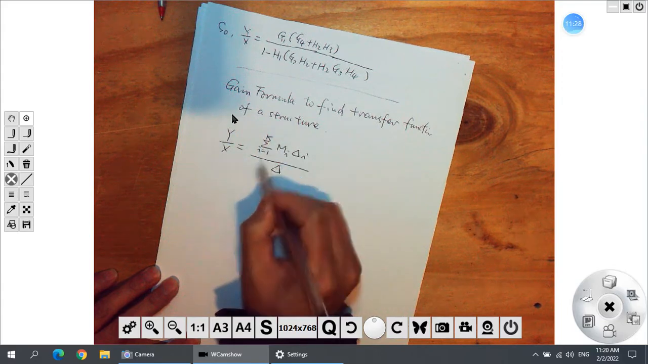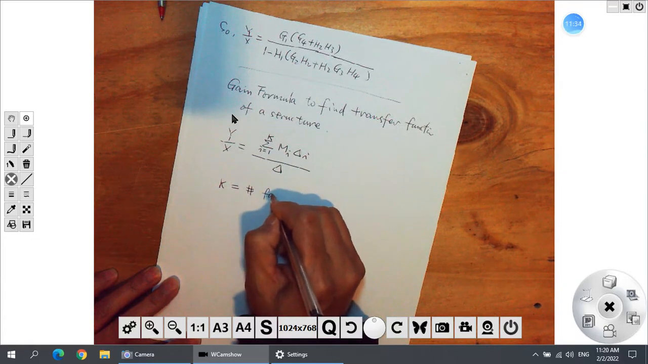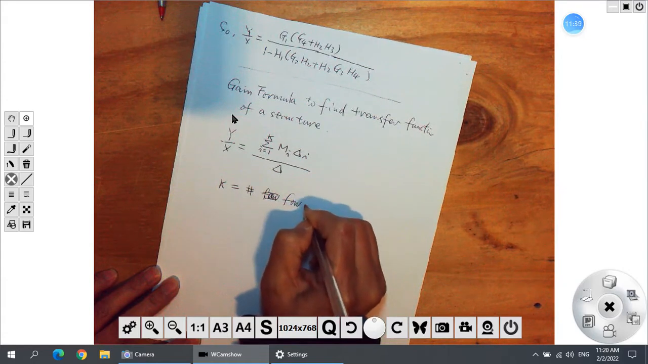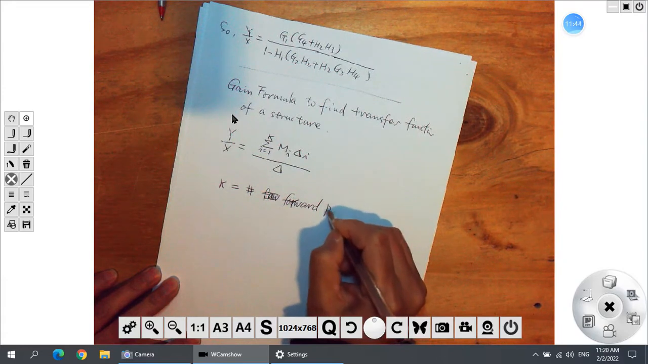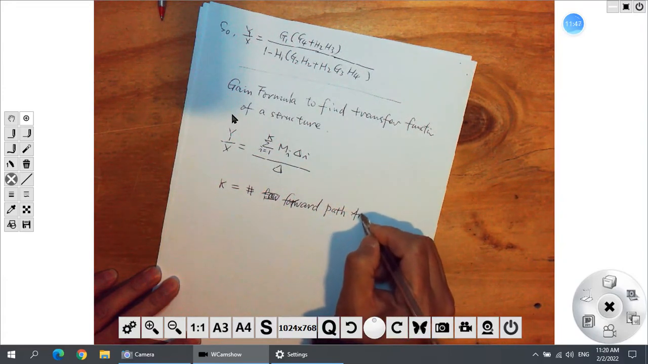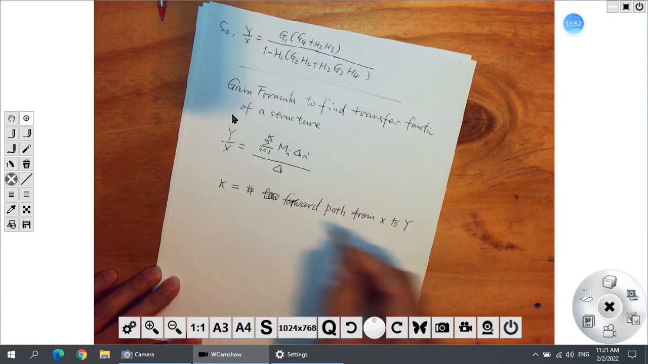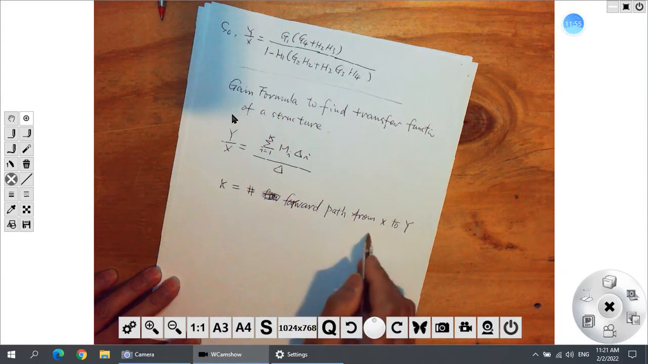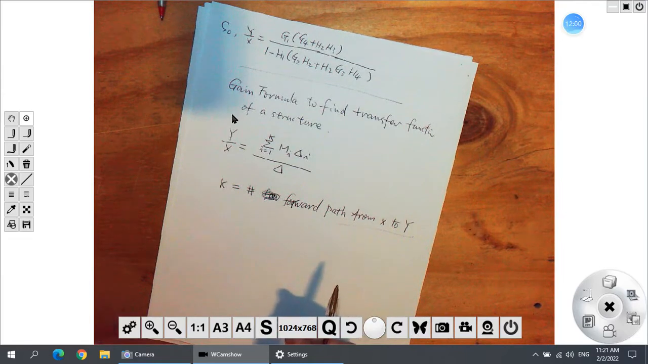These terms k equal to the number of forward path from x to y. Straightforward path from x to y. Now you have a graph. You have an input part. You have an output part. From input to output, how many paths do we have?